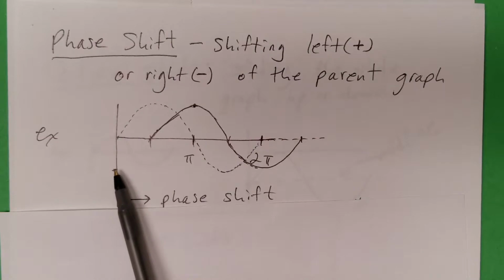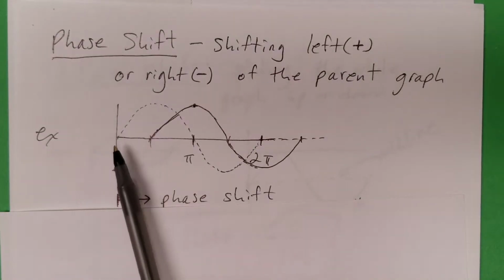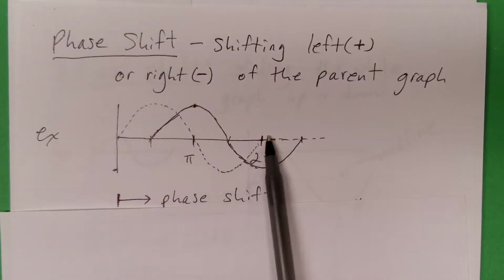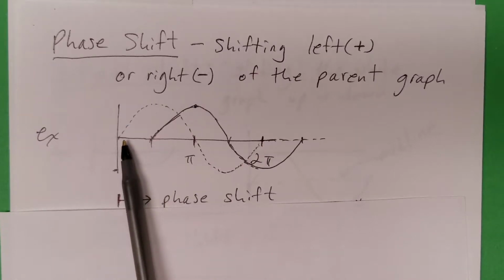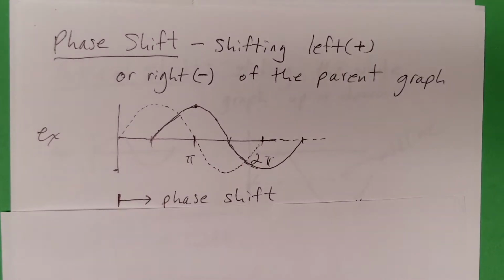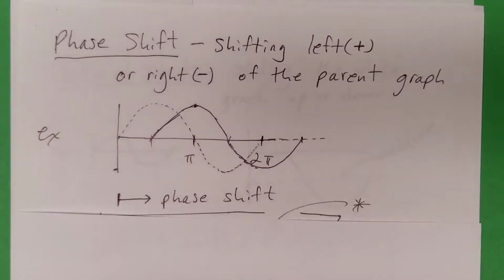Right? So is this sine or cosine? This is sine. So here's the dotted one. This is the regular sine graph. Notice how this is shifted to the right. Okay?